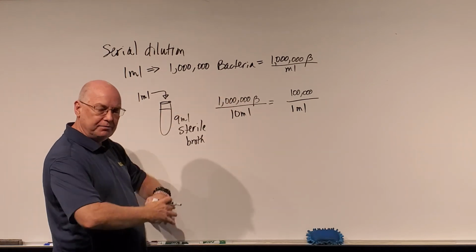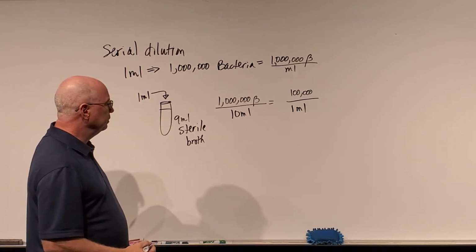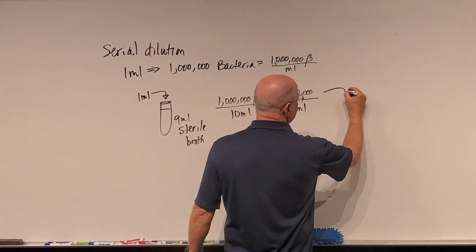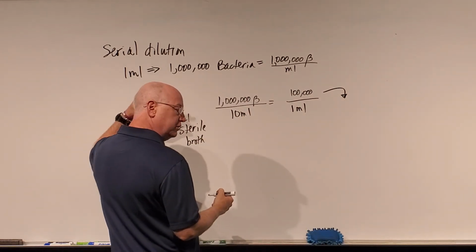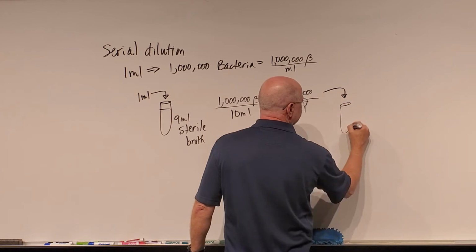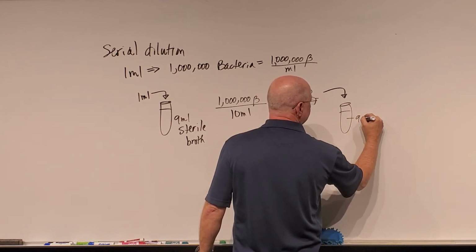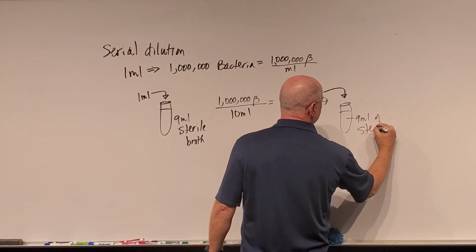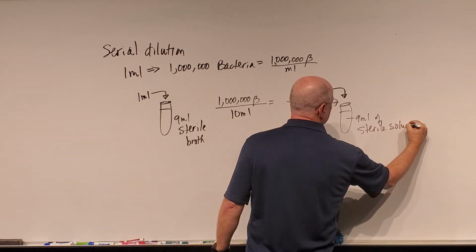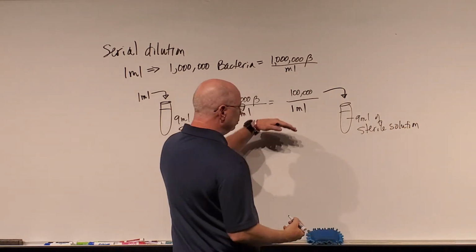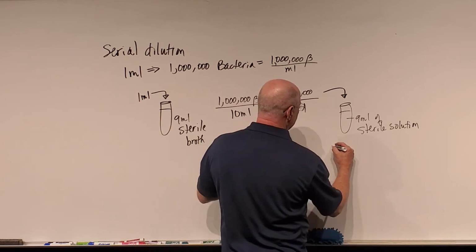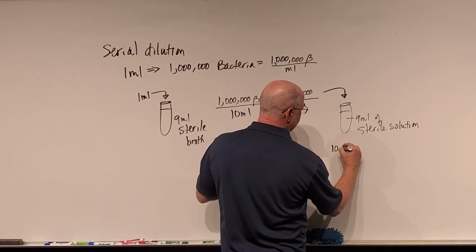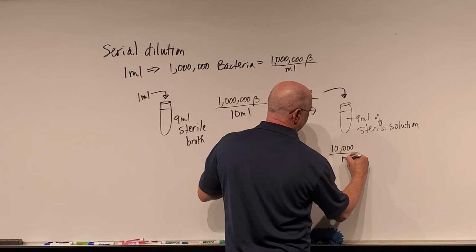If I plate that out, my plate would still be overgrown. But what if I take 1 milliliter of this solution of 100,000 per milliliter, they're equally distributed, and I place that in 9 milliliters of sterile solution again? Well, essentially I'm dividing everything out. Now I have 100,000 in 10 milliliters, or I could say that I have 10,000 per 1 milliliter.